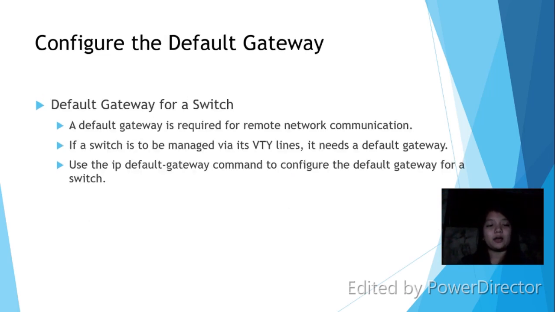Configure the default gateway. Default gateway for a switch. A default gateway is required for remote network communication. If a switch is to be managed via its VTY lines, it needs a default gateway. Use the ip default-gateway command to configure the default gateway for a switch.